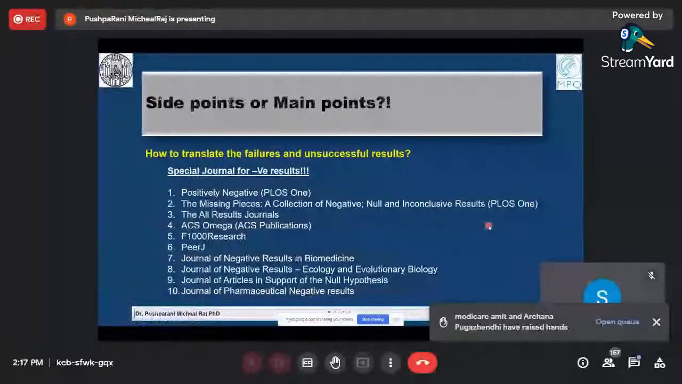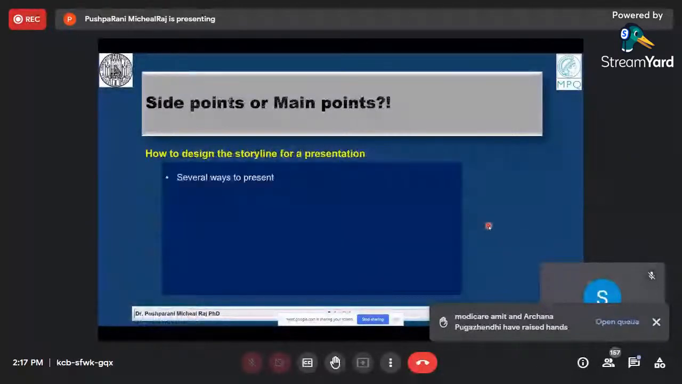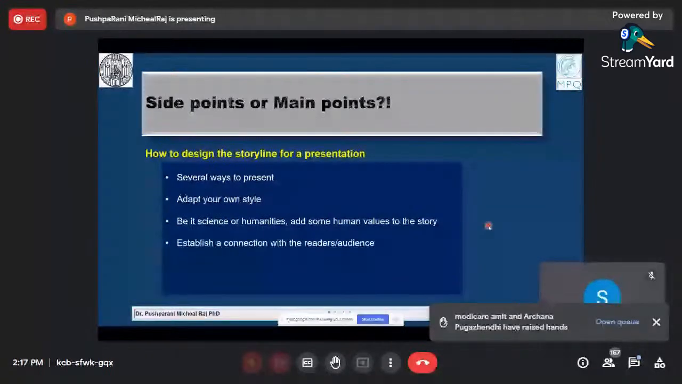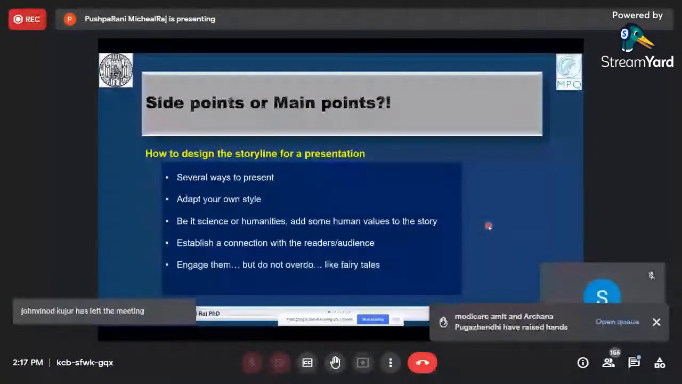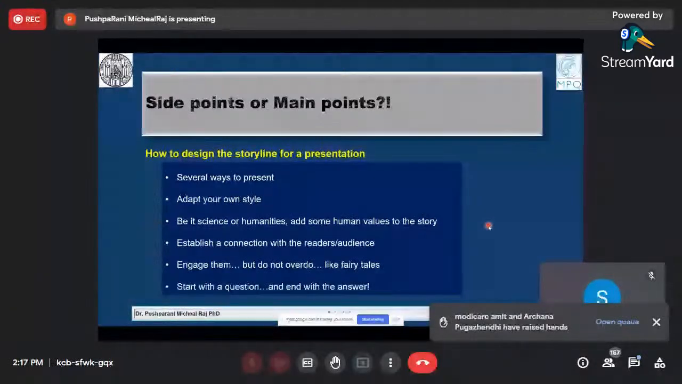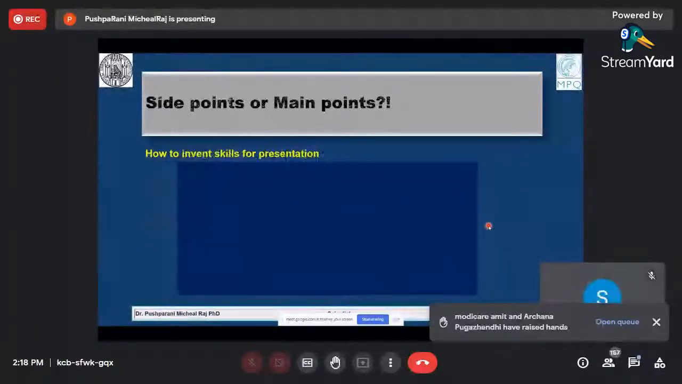So how to define the storyline for a presentation? There are several ways to present, adapting your style, and adding some human values to the story as much as possible, because you have a final result for the human community. I think we have to add some values. Try to establish your connection immediately, as much as possible. That will keep them engaged until the end. But let's not overdo it, no fancy fairy tales. Possibly start with a question and end with the answers, so people feel comfortable listening to your presentation.